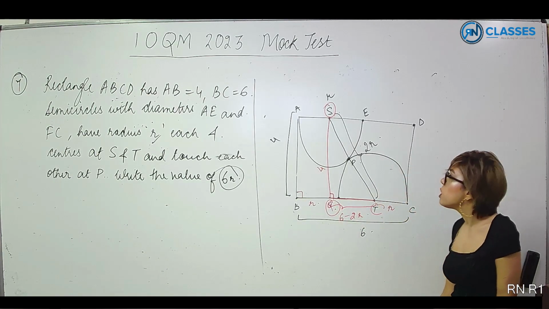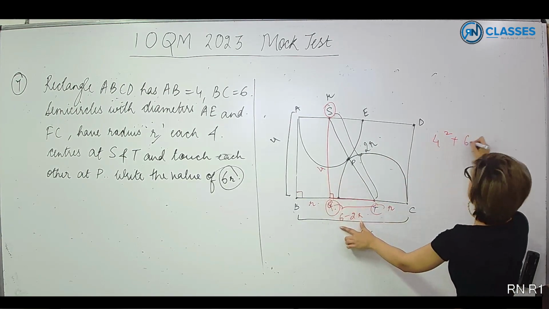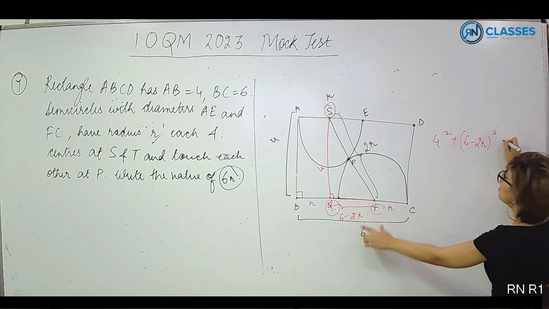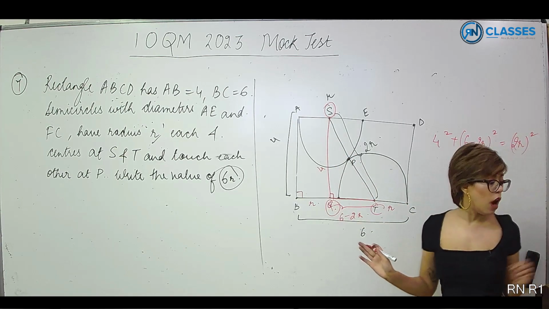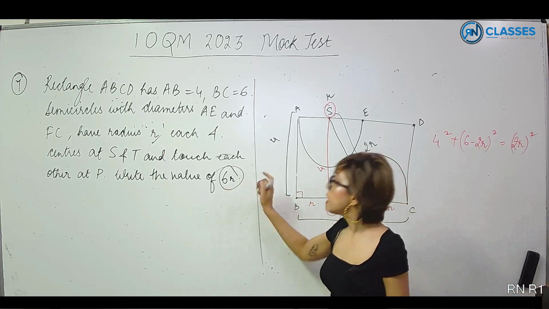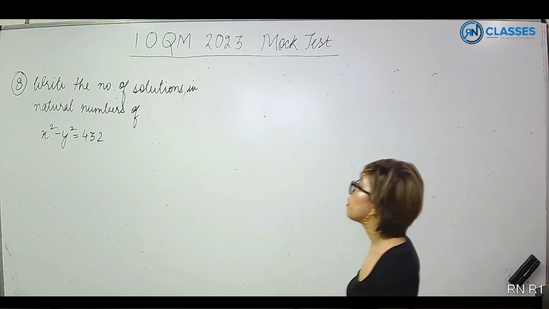Done? I think my equation is set up because of the Pythagoras theorem. I will just say 4 square plus (6 minus 2r) whole square is equal to (2r) whole square. Just solve it for r and you will find the value of 6r to be 13, which is the answer. Alright, on to the next one.